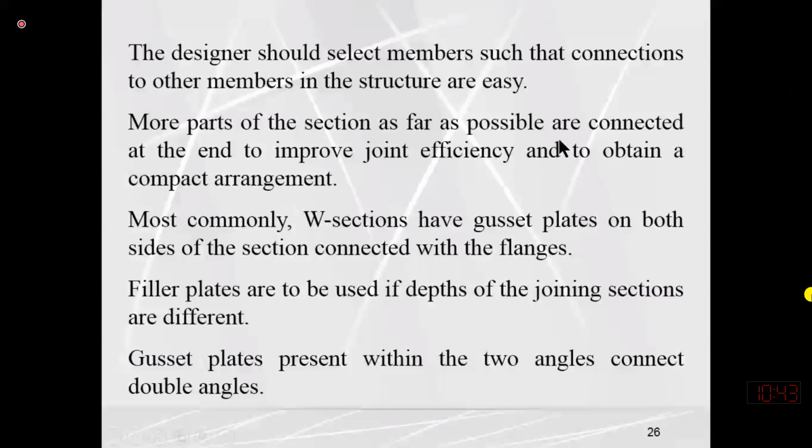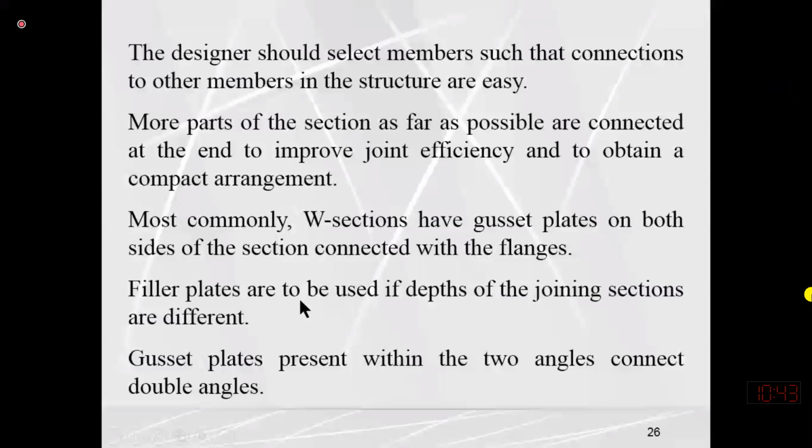When we are connecting, for example, a single angle, we always connect the larger leg. We always want most of the part to be connected with the other part so that most of the area of the section is able to transfer the load from one member to the other. Most commonly, W sections have gusset plates on both sides of the section connected with the flange. Filler plates are to be used if the depths of the joining sections are different.